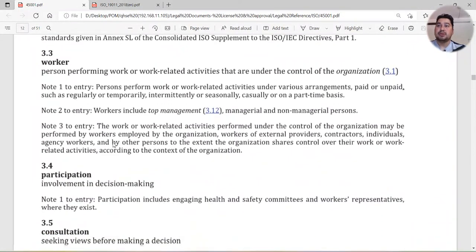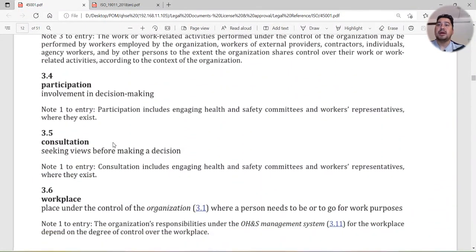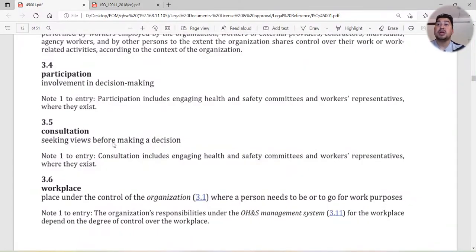Worker, as you know, is anyone who is working for your company. Participation, involvement, consultation. Consultation is the new word now. Consultation means seeking views before making a decision. Now, when you do communication, it could be one-way or two-way communication. But consultation is always two-way communication. During consultation, you have to give information and you have to take information as well. And you have to take the views before taking any decisions. That's called consultation.